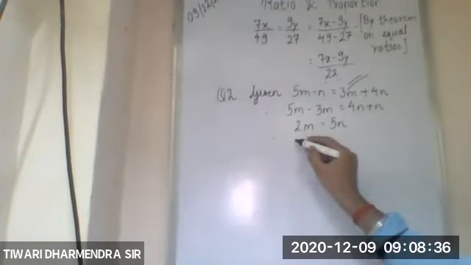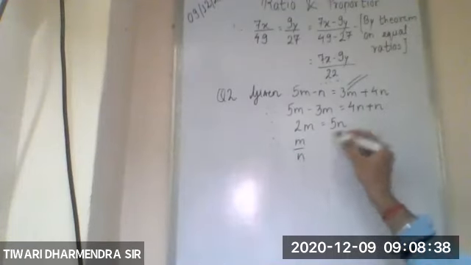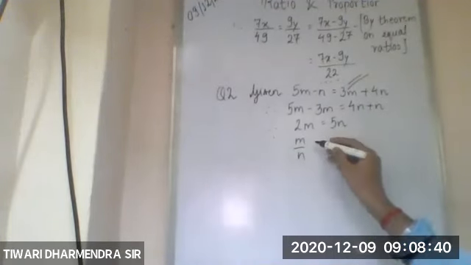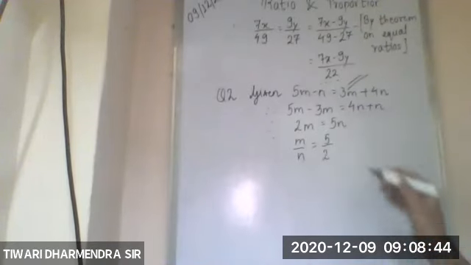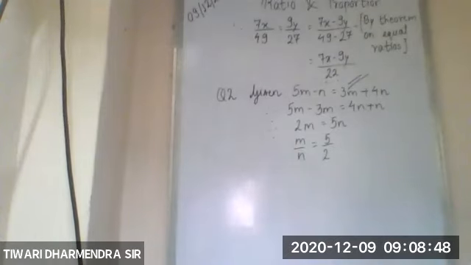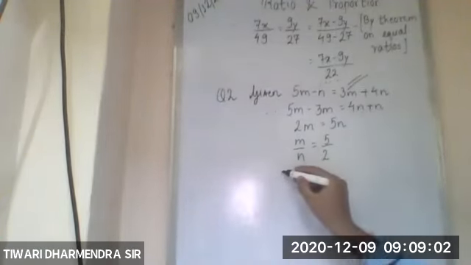So we got the ratio m by n, and taking n to the left hand side takes the form of division, so 5 divided by 2. So I got the ratio m by n as 5 by 2. Now, as per their demand, we need to find first m square plus n square upon m square minus n square. So first we need to find the value of m square and n square.